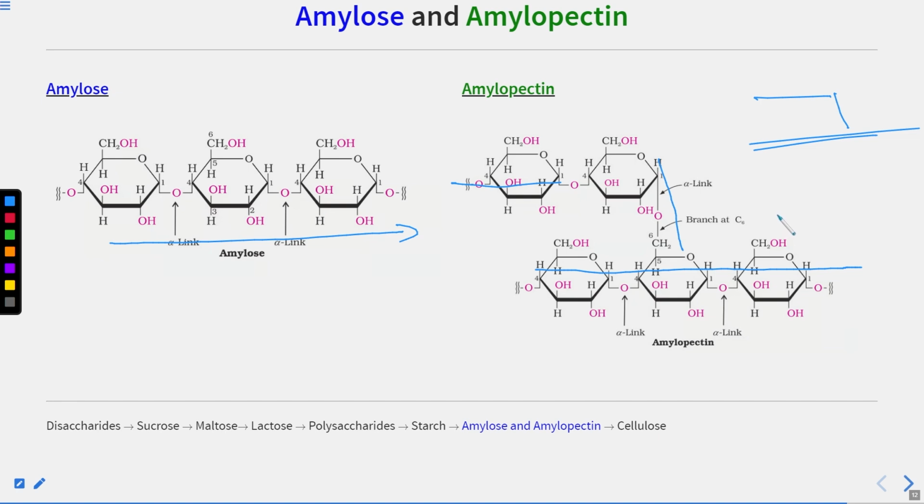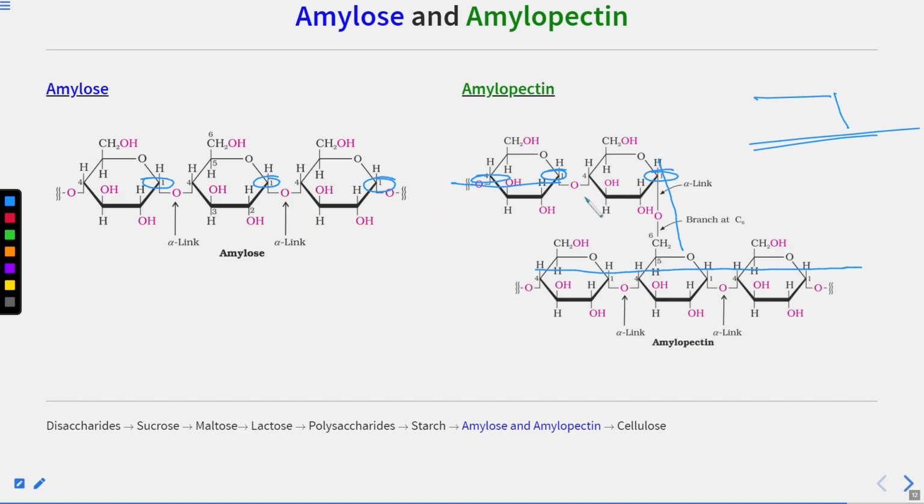If I talk about amylose, we have a C1-C4 alpha linkage. I mentioned earlier that most polysaccharides do not give the reducing test. You can see the reason very clearly: this chain is long, and both C1 and C4 are involved in bonding. None of the C1 has a free hydroxyl group. Due to this, amylose has no reducing nature. Similarly, for amylopectin, the C1 hydroxyl group is involved in bonding.